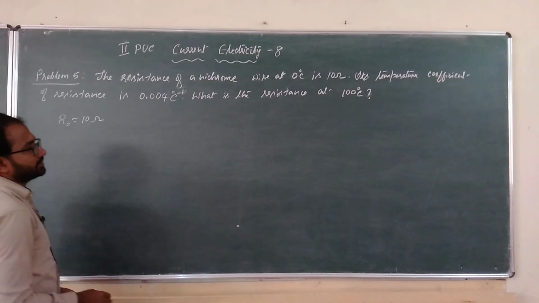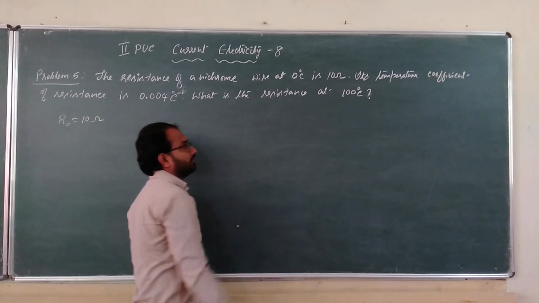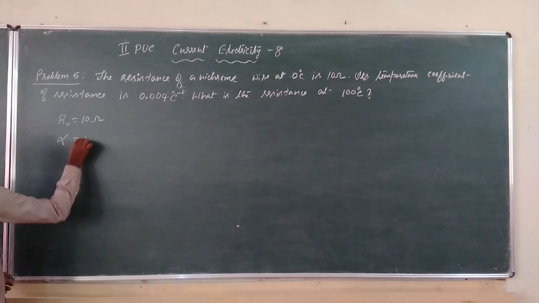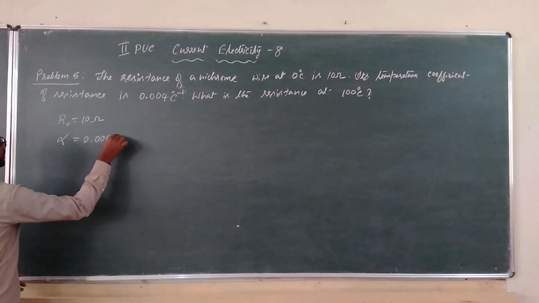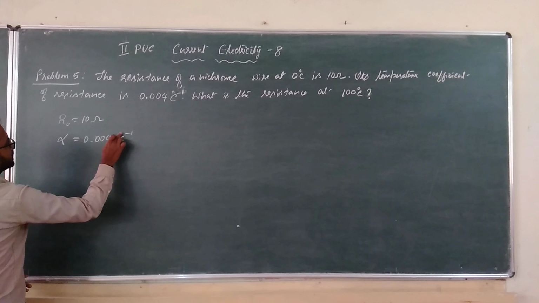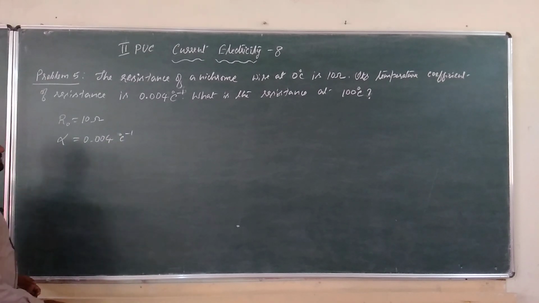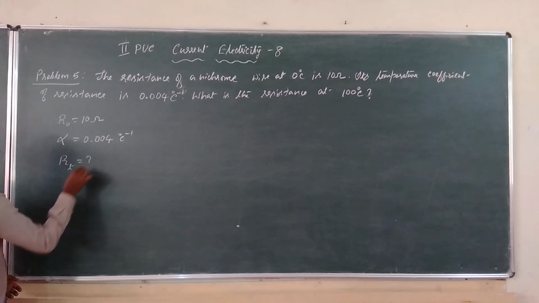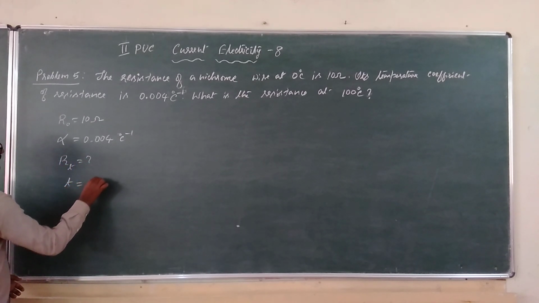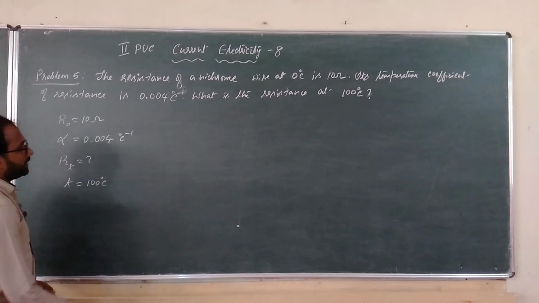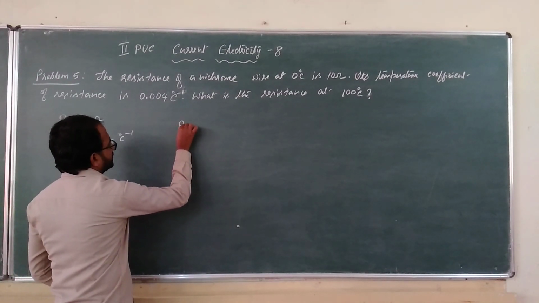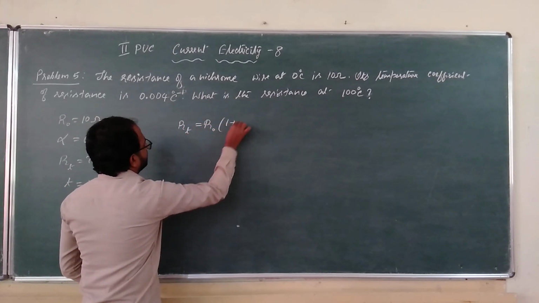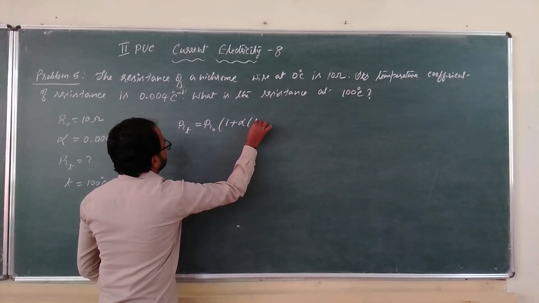At 0 degree Celsius, we can convert it into the equivalent Kelvin scale. Its temperature coefficient of resistance is given. It is alpha, 0.004 per degree Celsius. So what is the resistance at 100 degrees Celsius? So what is RT? RT is at 100 degree Celsius. Okay, so we have the expression for resistance at T degree Celsius: RT is equal to R naught into 1 plus alpha into T minus T naught.